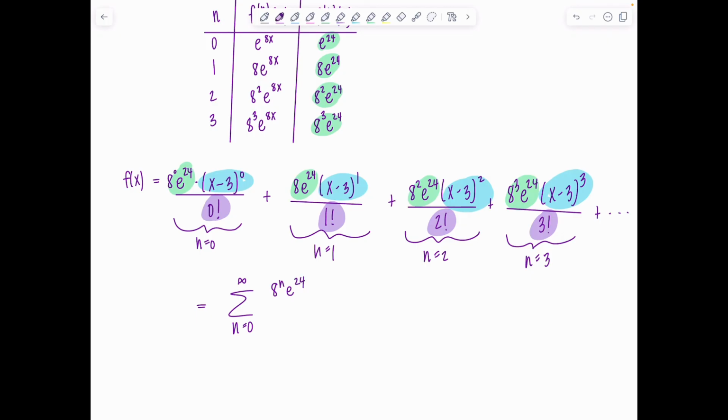Okay, green part done. Blue part, we have x minus 3. Notice, again, the exponent matches whatever n is, right? Matchy, matchy. So that's x minus 3 to the n.